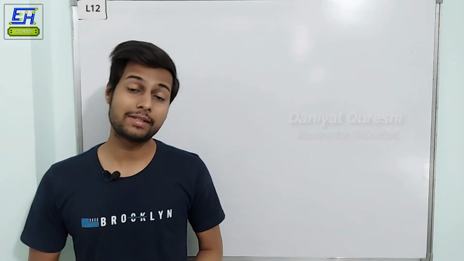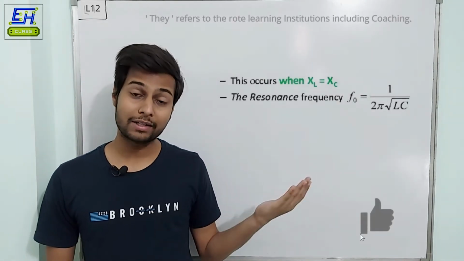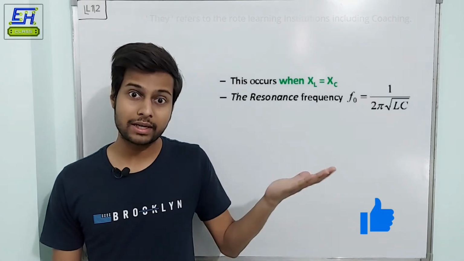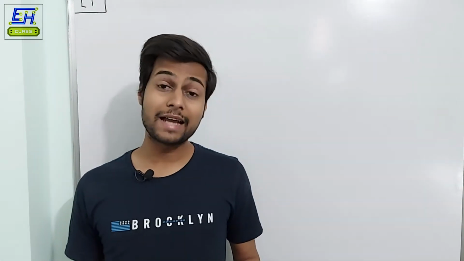I am Daniyal Qureshi, and today, my dear friends, we are going to see RLC circuits and the concept of resonance. What they typically tell you is that inductive reactance equals capacitive reactance, XL equals XC at resonance, or the resonant frequency is 1 upon 2π root LC. But what the heck is it? And what does it actually mean?